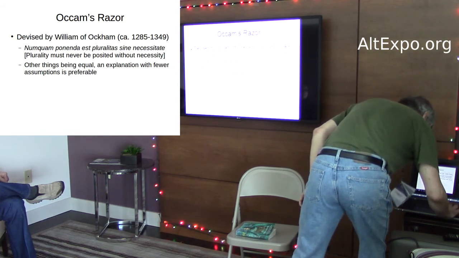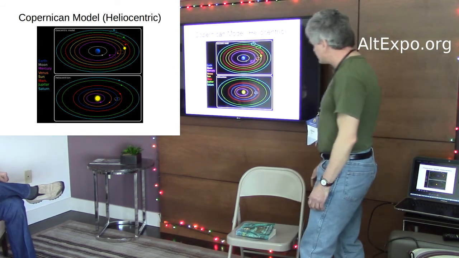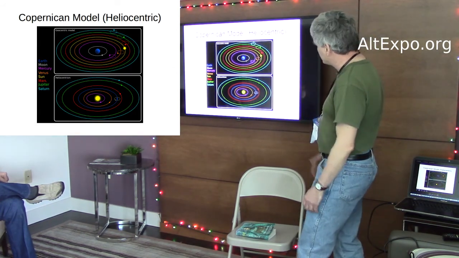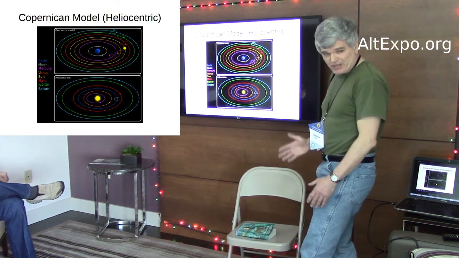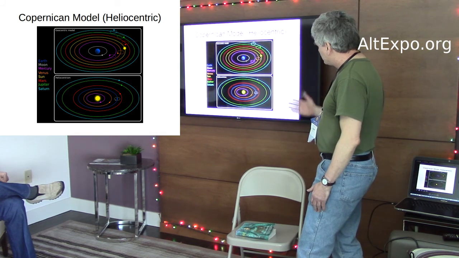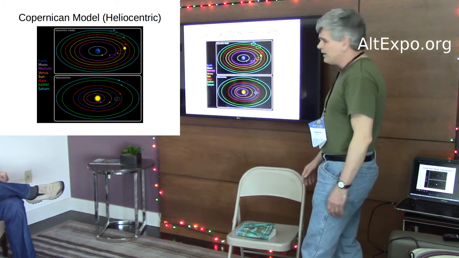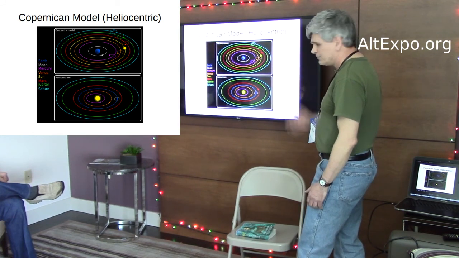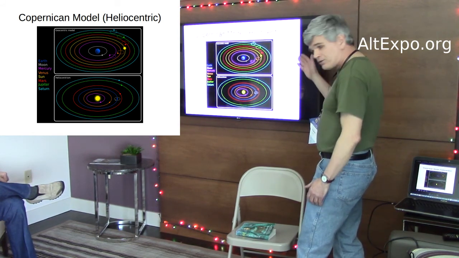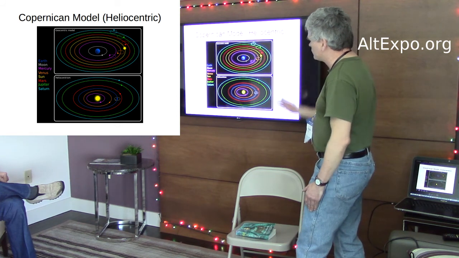Okay. One of the classic examples of Occam's razor is the Copernican model of the cosmos, which says the sun is at the center. This is the heliocentric model here. Prior to Copernicus, the prevailing view was that of Ptolemy, who said the Earth is at the center. So that's the geocentric model.